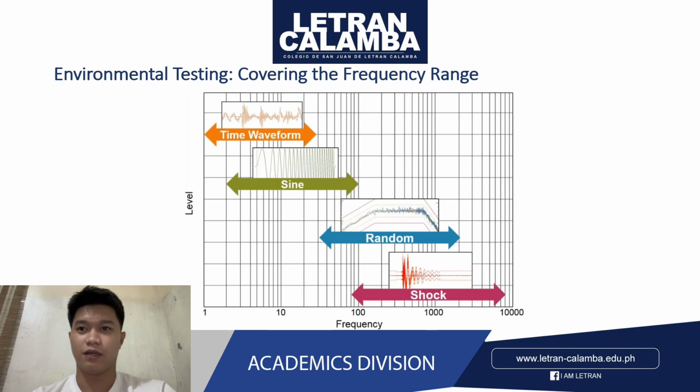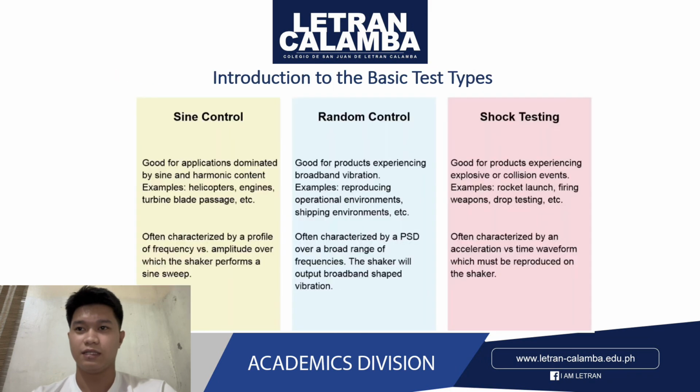So here, we have a couple of different test types covering the frequency range. Depending on the frequency range of the test, different methods might be used. Sine control is good for applications dominated by sine and harmonic content. Examples are helicopters, engines, turbine blade passage, etc. Often characterized by a profile of frequency versus amplitude over which the shaker performs a sine sweep.